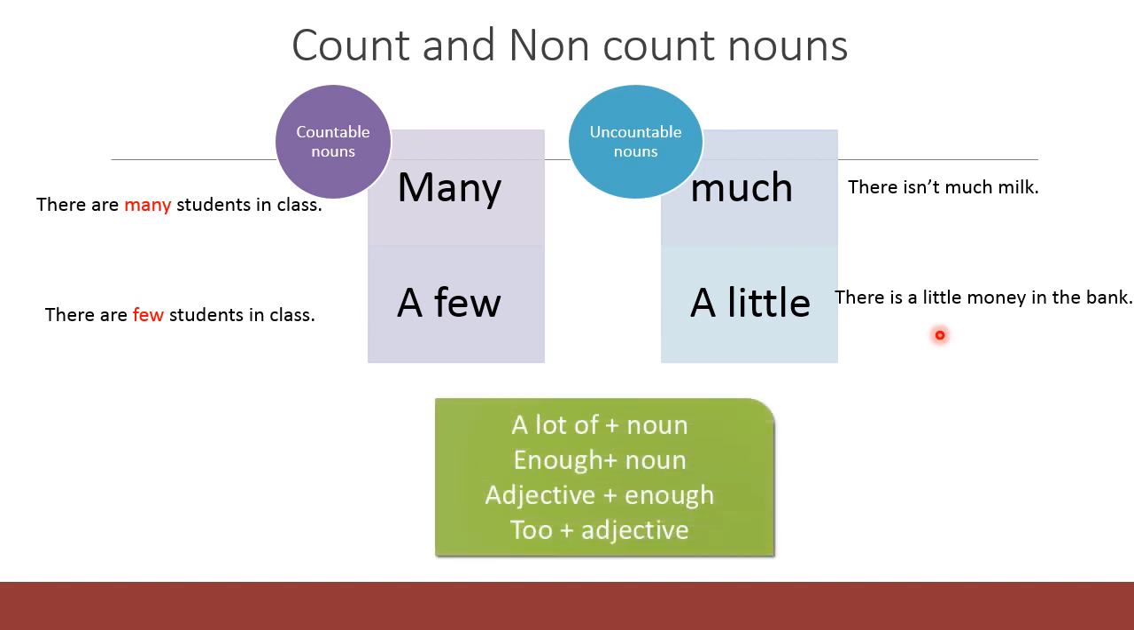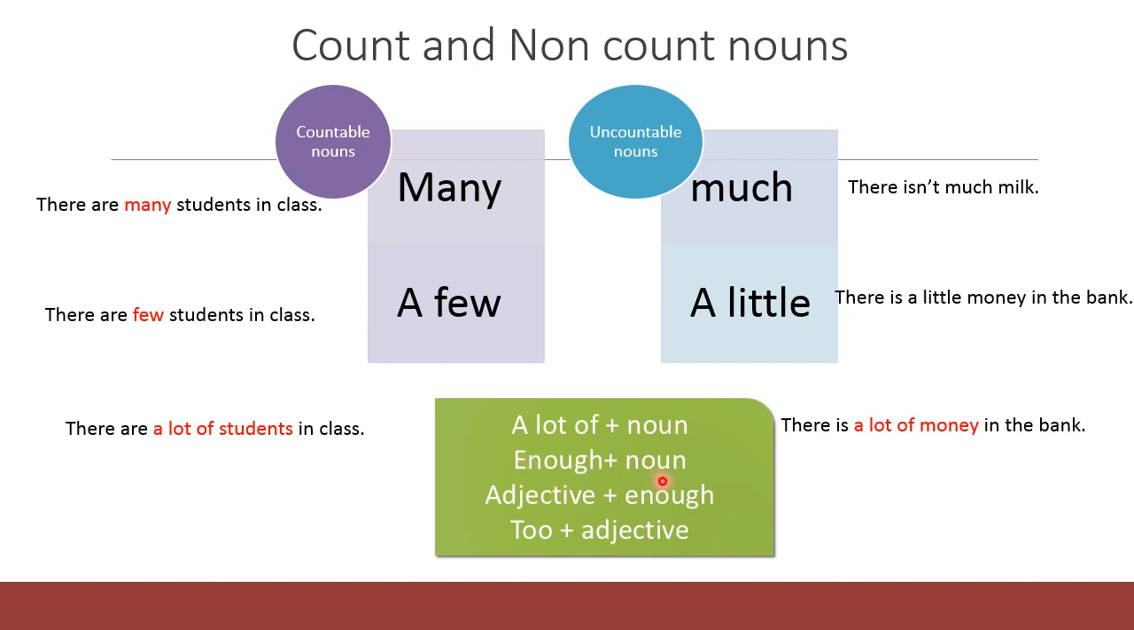We also have some quantifiers that can be used with countable and uncountable nouns. For example, a lot of plus noun, enough plus noun. We can also use adjective plus enough and too plus adjective. Let's check one by one. A lot of. There are a lot of students in class. And with an uncountable noun, there is a lot of money in the bank.